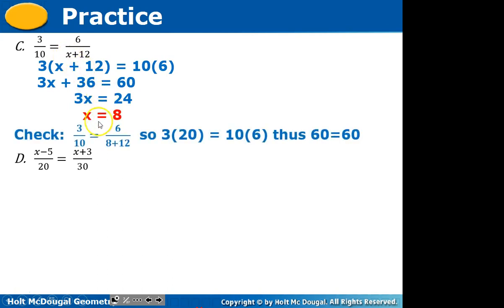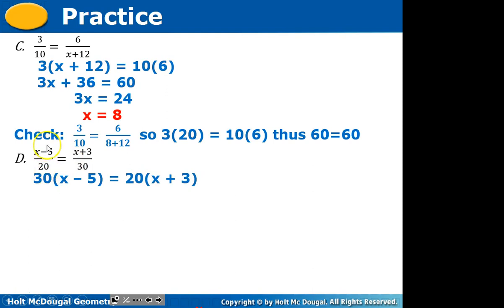And again, we can plug this back up in here to get 3/10 equals 6/20. And so that's going to be 3 times 20 equals 10 times 6. And 3 times 20 equals 60 over here. And 10 times 6 equals 60. Here again, we're going to cross multiply and cross multiply.